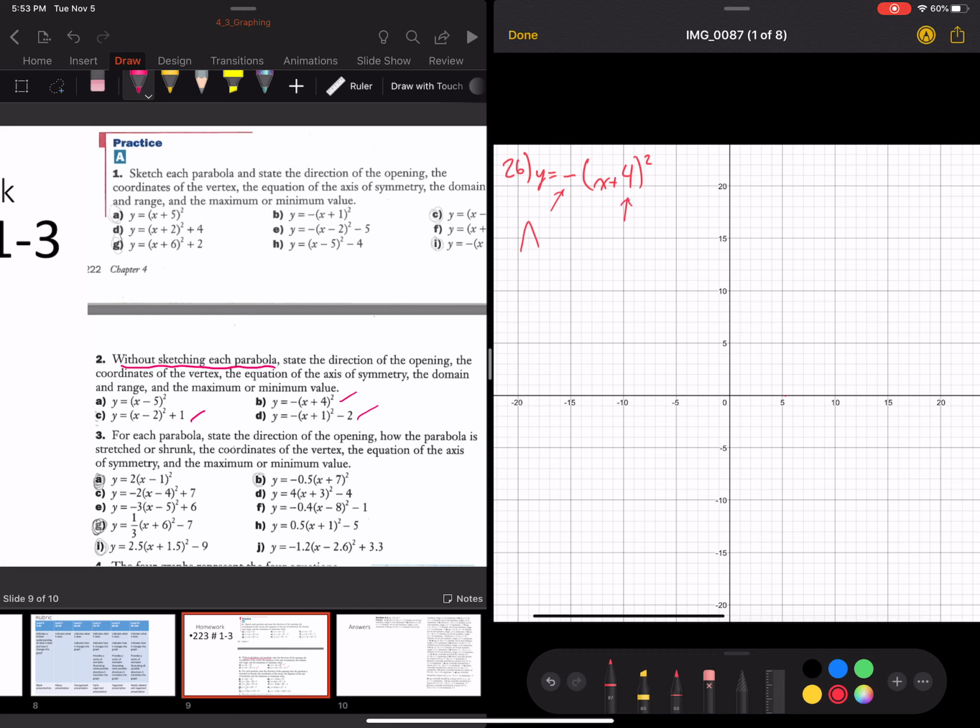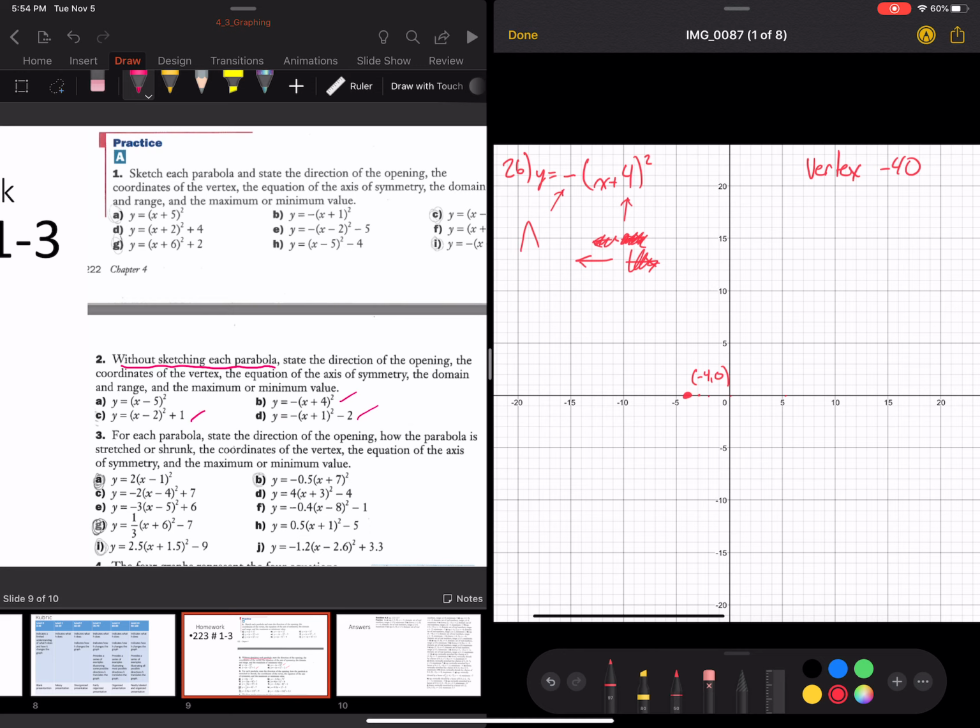This plus 4 inside the brackets, before we square it, means it's a horizontal shift to the left or the right. Now if it's plus, intuitively you'd think it'd go in the positive direction, but that's not true. It actually goes in the negative direction by 4. So now we have a vertex right here. Our vertex is at minus 4, 0. Let's write that down. Vertex, minus 4, 0, and it opens downwards.